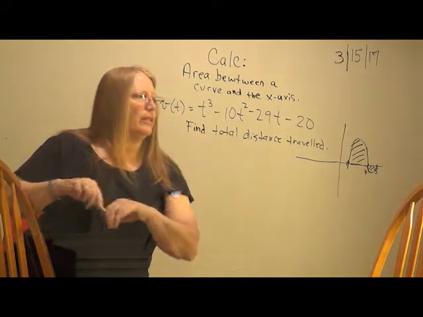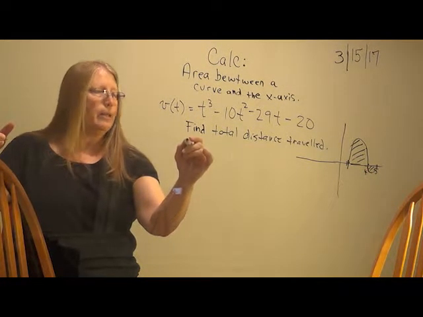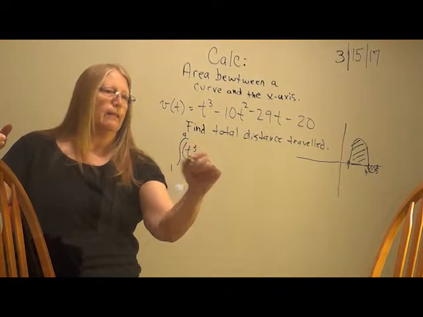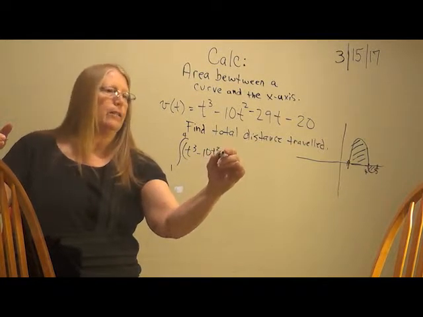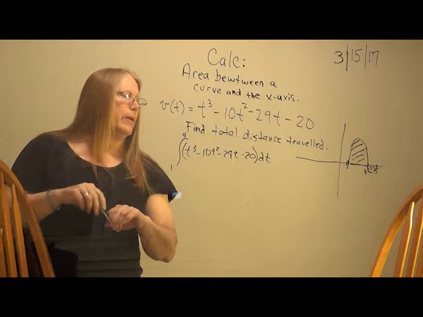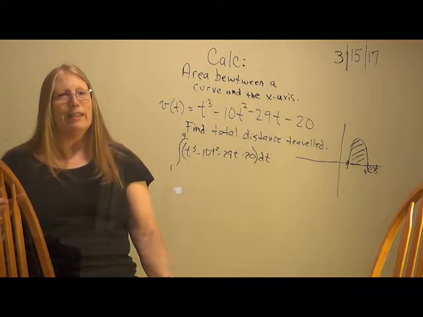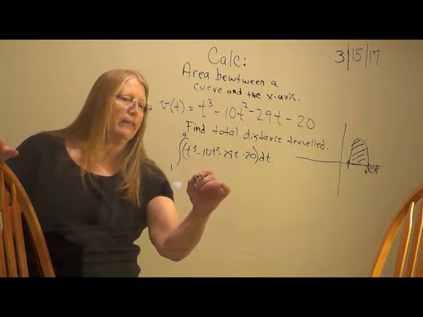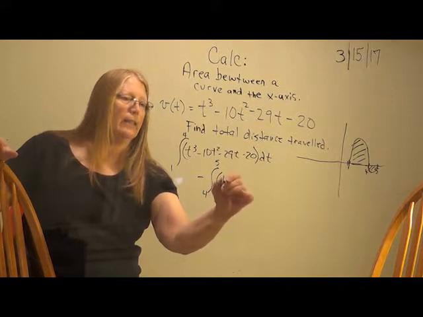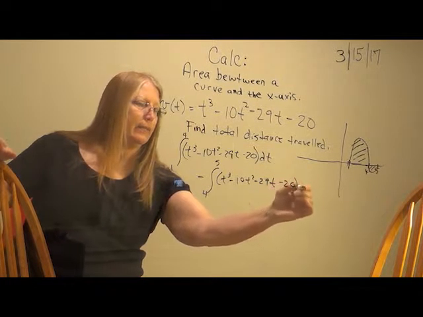Now this time I want this area as a positive number added to this area as a positive number. So I'm going to take the integral from 1 to 4, which is all above the x-axis, of t cubed minus 10t squared minus 29t minus 20 dt. And then when I get to the part that goes under, the raw integral will calculate that as negative, but I want it as positive. So I'm going to put a negative in front of that integral, that section from 4 to 5, of t cubed minus 10t squared minus 29t minus 20 dt.